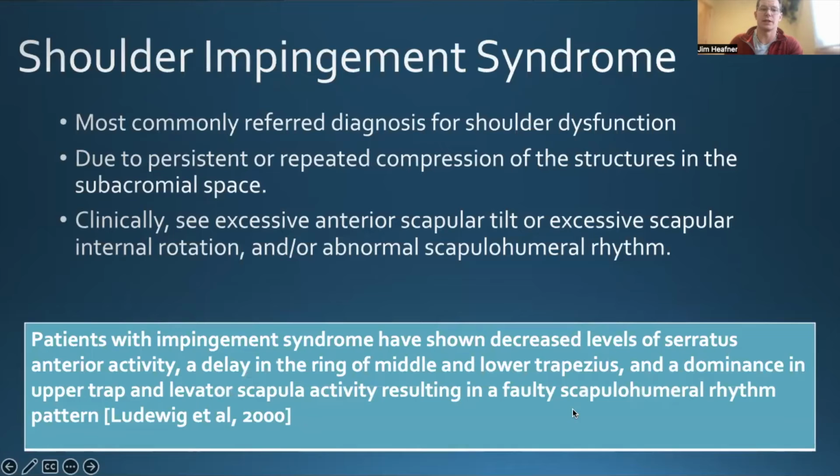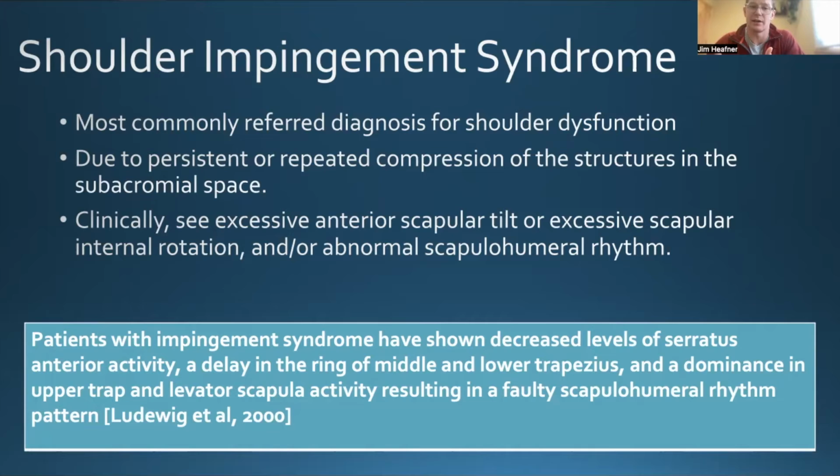Impingement syndrome is the most commonly referred diagnosis for shoulder dysfunction, and it's due to the repeated or persistent compression of the structures in the subacromial space. So as one lifts their arm overhead, and as the humerus is trying to get through that full range of motion, if the acromion gets in the way, there's going to be decreased space there, and that's going to cause a pinching or compression type of pain.